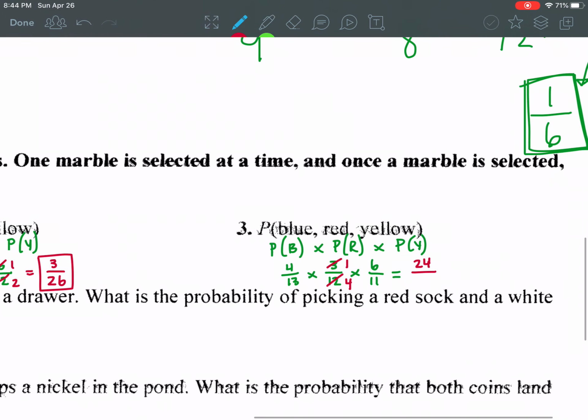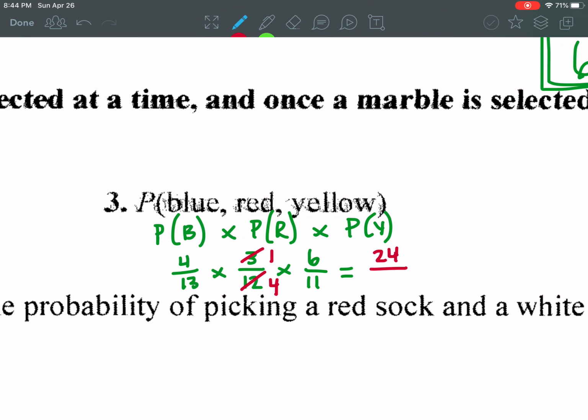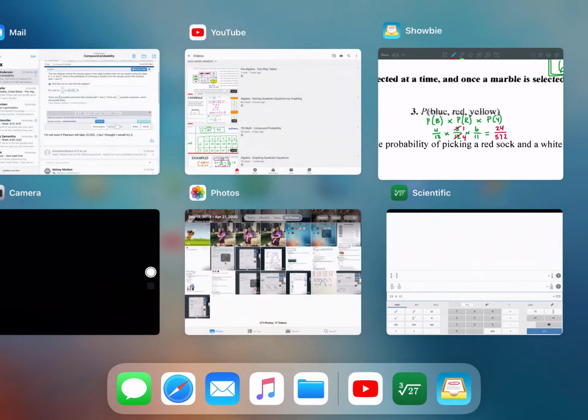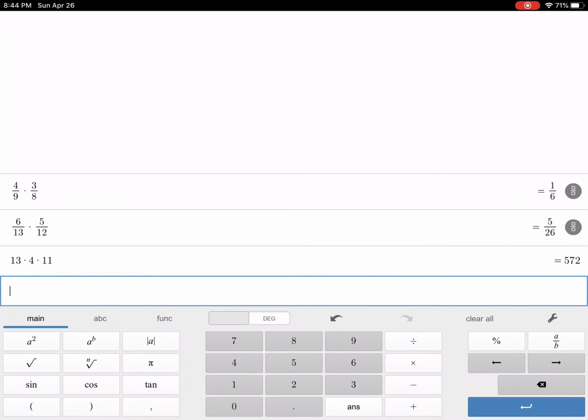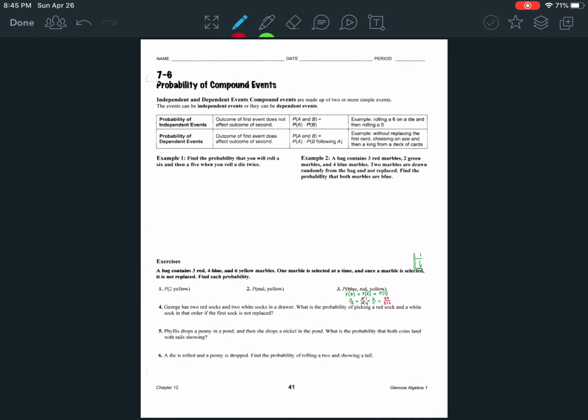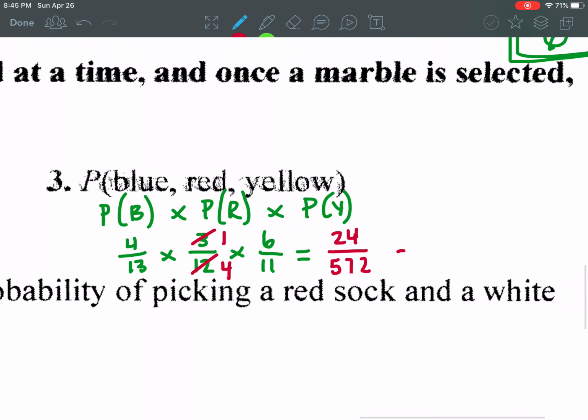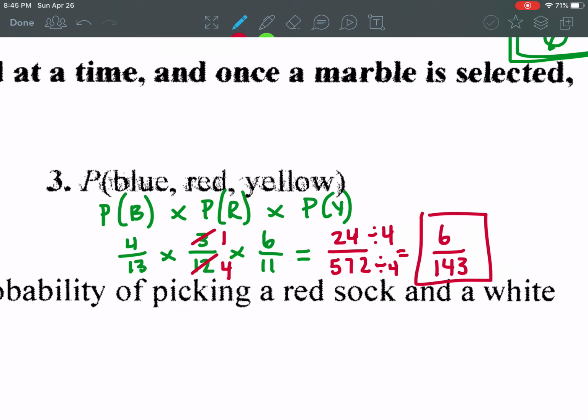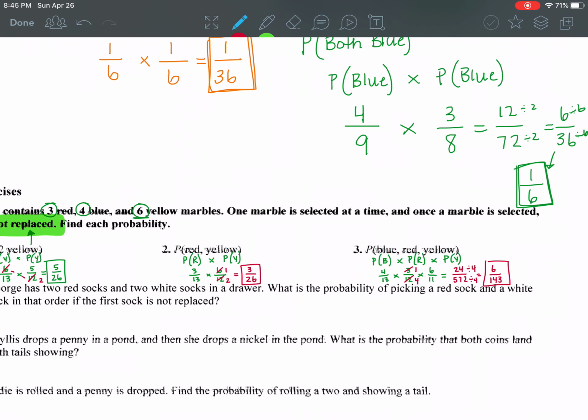572. Now, both of those are even, so I know I can simplify. So let's just do 24 divided by 572. I'm saving some time here. 6 over 143. So looks like we could divide both of those by 4. Yep, that works out. Okay, so there's our final probability of all 3 of those events happening.